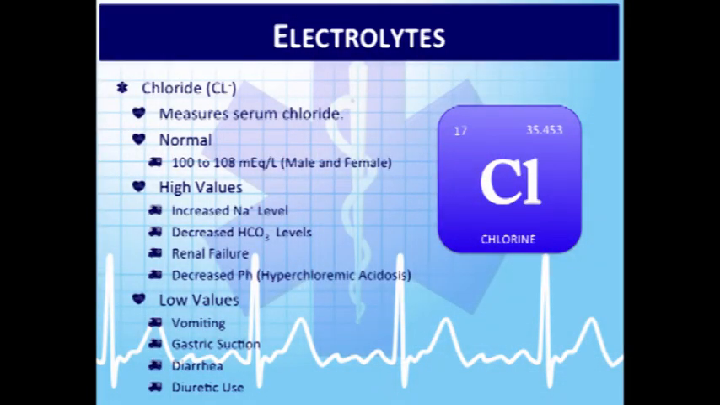Low chloride values are seen again with vomiting, gastric NG suction, excessive diarrhea, and diuretic use. Kids get chloride and sodium abnormalities much quicker than adults do from a bout of vomiting and diarrhea, for example. So if you're taking care of a child who's been sick for a couple of days with vomiting and diarrhea, not being able to keep much in or down, it's important to look at their electrolyte levels, particularly their sodium and chloride, because they can get really out of whack very quickly, much faster than an adult would.